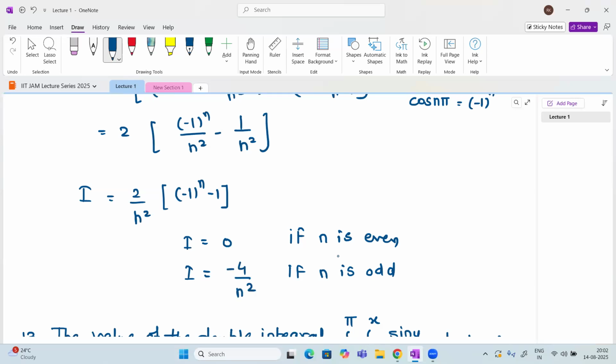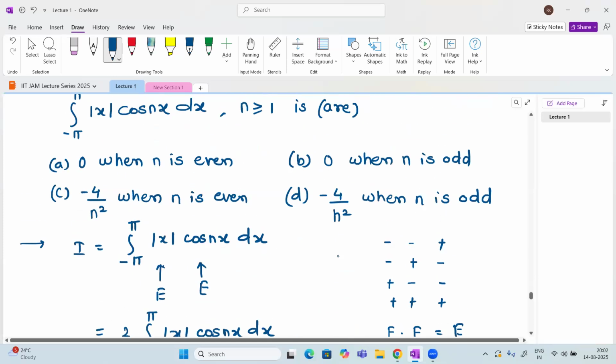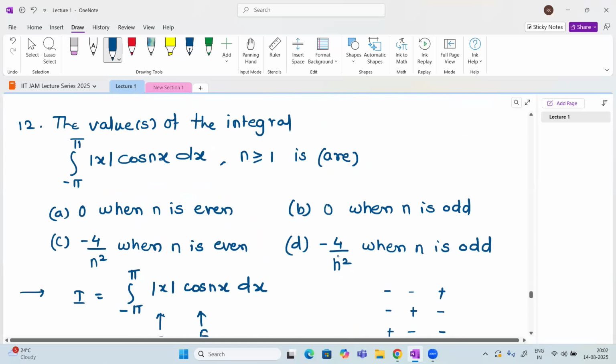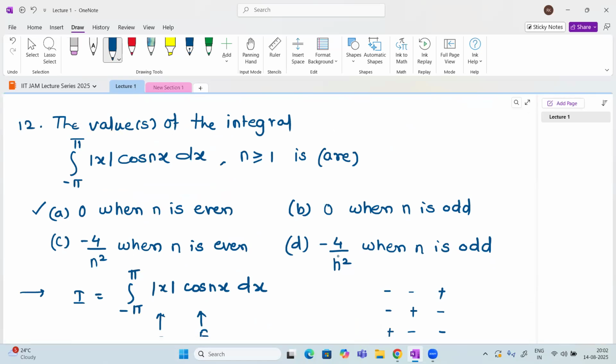Okay, so let us choose the correct option. So if n is even, 0. If n is odd, minus 4 by n square. When n is even, it is 0, right? And if it is odd, minus 4 by n square. That means both options are correct. Yes, sir. Multiple correct options we have.